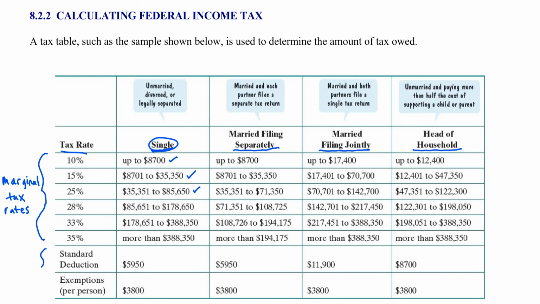Also on this tax table, you can see the standard deductions and exemptions per person for the different categories. Don't forget with the standard deduction, if itemized deductions are larger than that standard deduction, then that would be the deduction that we would take.